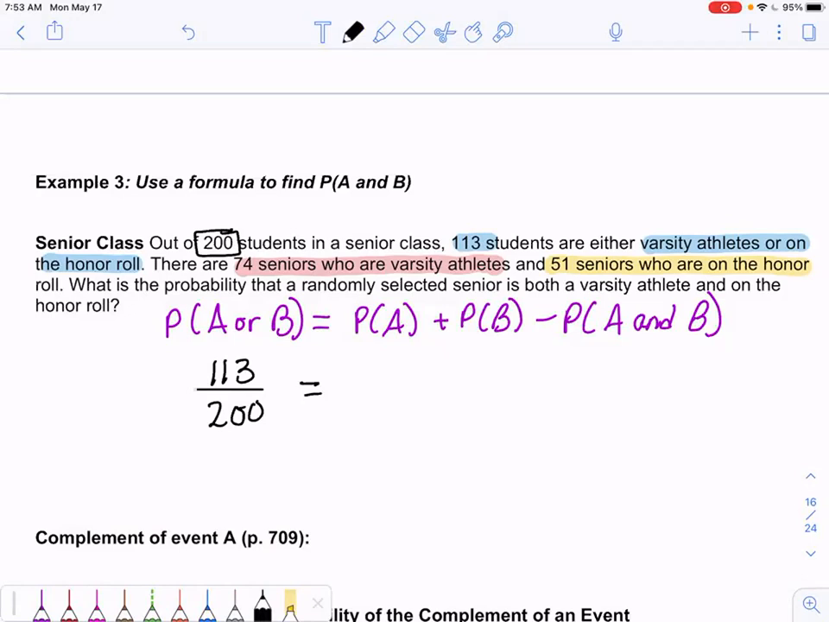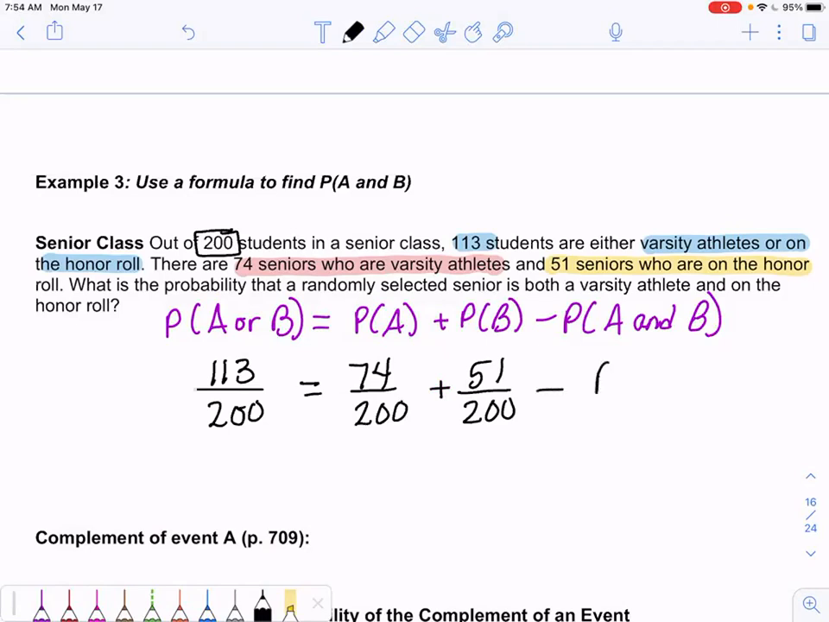All right, Gabby, I'm going to come back to you. How many students would just be either a varsity athlete or separately on the honor roll? So how many varsity athletes do we have? 74. And how many honor roll students do we have? 51. Now, I know you're saying, hey, wait, 74 and 51 don't make 113. Yes, that's because there's overlap. Because some of those students are both. And that's what we're trying to find.